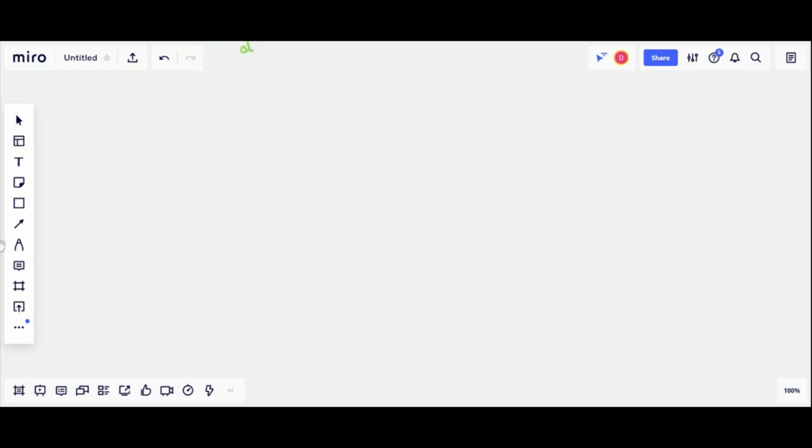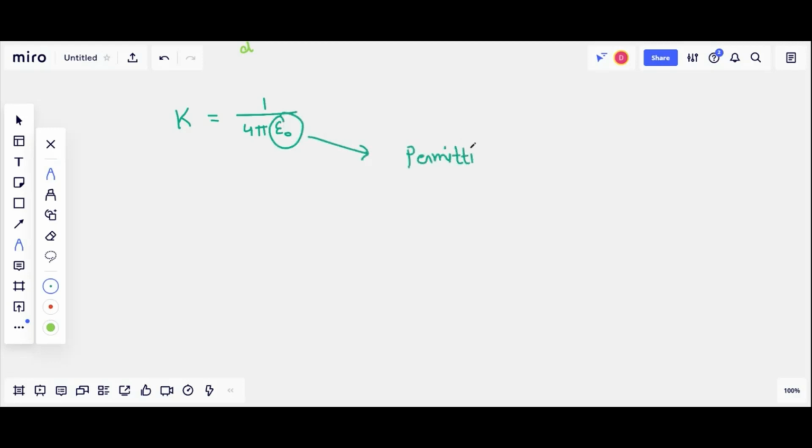Let's talk about this constant K. The proportionality constant K has a value which is 1 over 4 pi epsilon naught. Now, what is epsilon naught? Epsilon naught is called the permittivity of vacuum. I have already talked about it in the blog. And what is the value of K? This is 9 times 10 raised to the power 9, and the unit would be N m square per coulomb square.